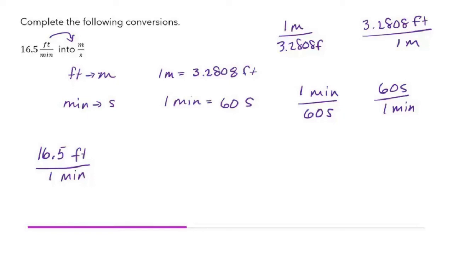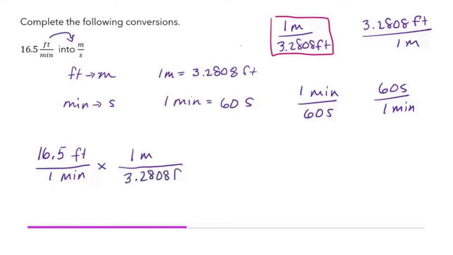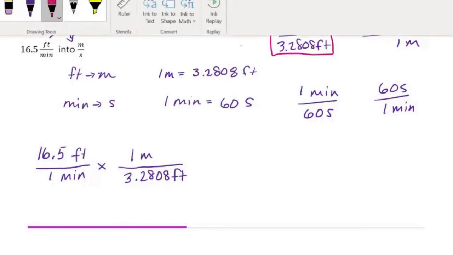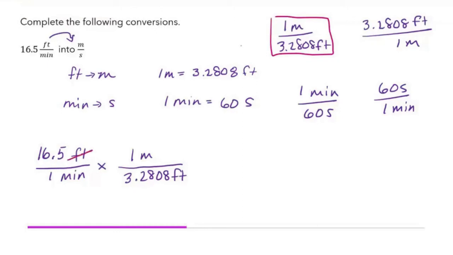Let's start with feet to meters. Okay, feet is currently in the numerator. So which conversion factor do I need? I'll have to pick up the one on the left. All right, so I'll multiply 16.5 feet per 1 minute by 1 meter over 3.2808 feet. We can see that these do in fact cancel. Feet in the numerator and feet in the denominator leaves us with the current units of meters per minute. But we're not interested in meters per minute. We're trying to convert minutes to seconds as well.